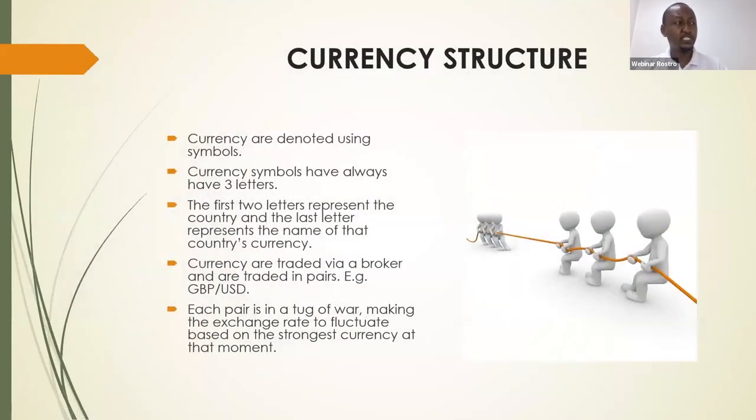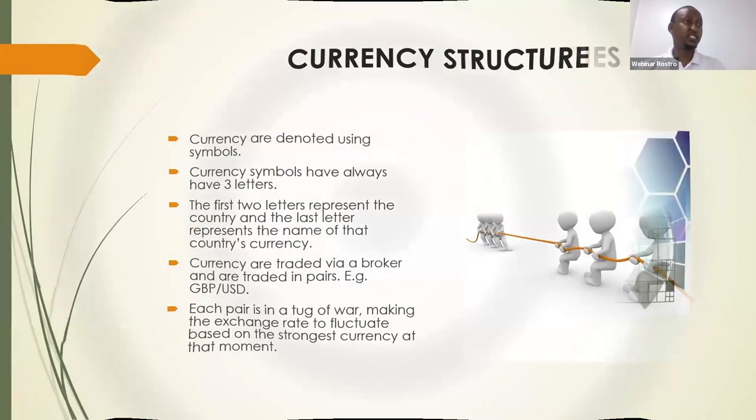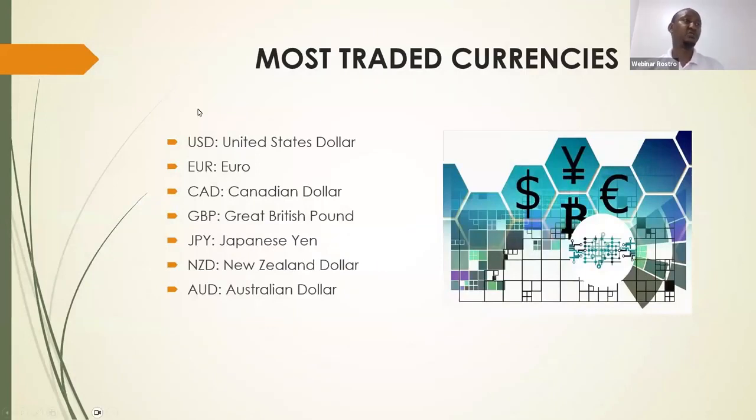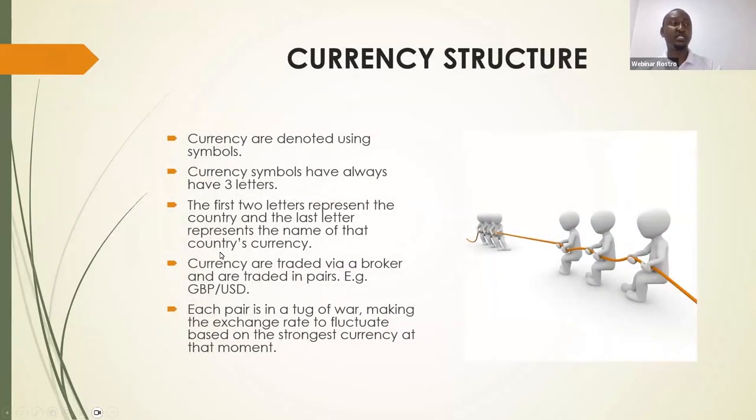What you also need to understand is the symbol, and how currency structure works. As you have seen here, these currencies are represented by symbols. We have the symbol, then we have the name. Currency symbols always have three letters. USD is three letters. CAD is three letters. It is not just like that.